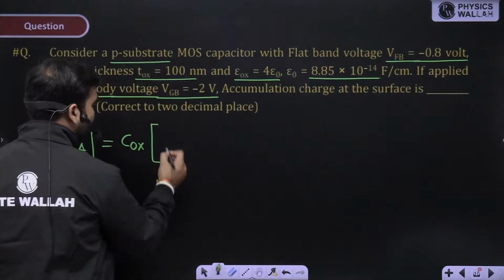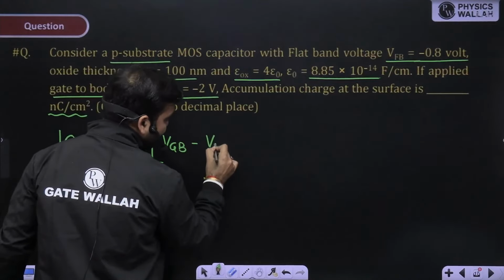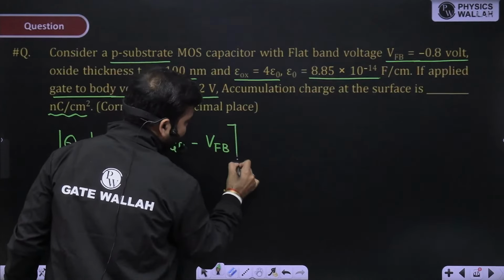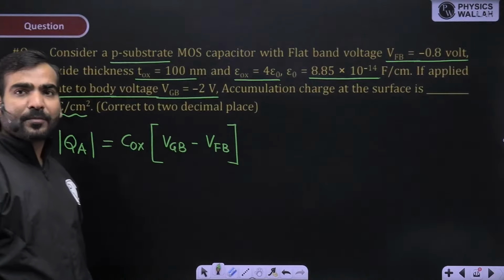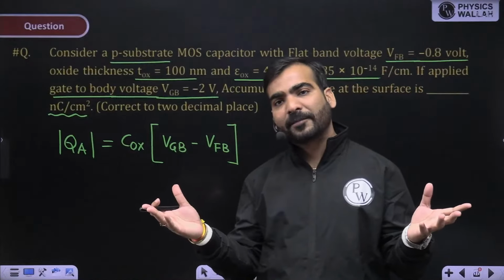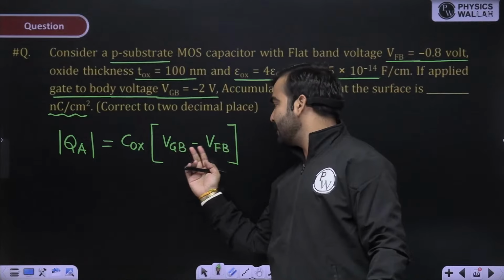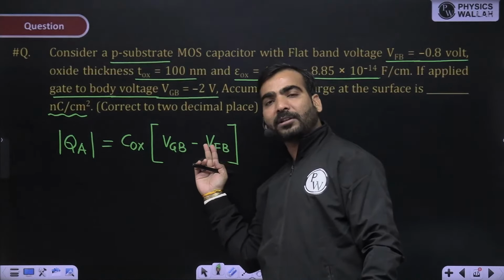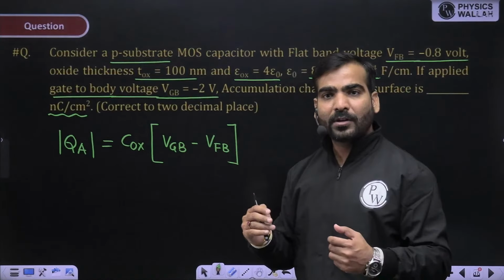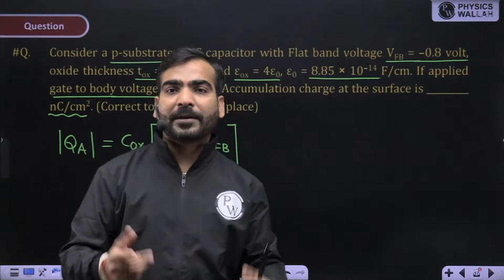Sir, the effective voltage is nothing but how much the gate to body voltage is less than the flat band voltage, meaning the difference between these two. If gate to body voltage equals flat band voltage, there is no surface charge, flat band condition. If gate to body voltage is different compared to flat band voltage, you will have accumulation mode. So how much difference between these two voltages do we have? That is nothing but the difference between these two voltages.